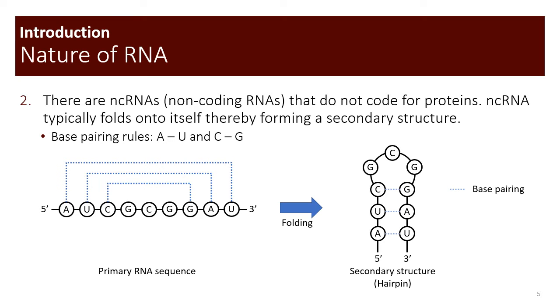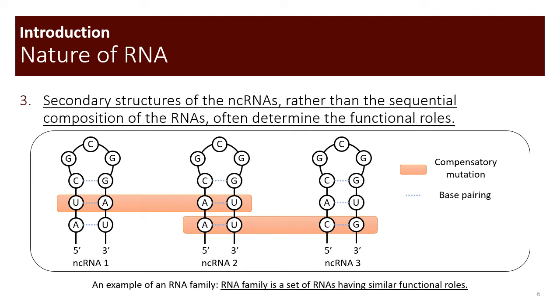There are special RNAs called non-coding RNAs that do not code for proteins, and interestingly, they typically fold onto themselves and form a secondary structure. Basically, A is paired with U and C is paired with G. Non-coding RNA plays critical roles in biological systems, and the secondary structures often determine the functional roles.